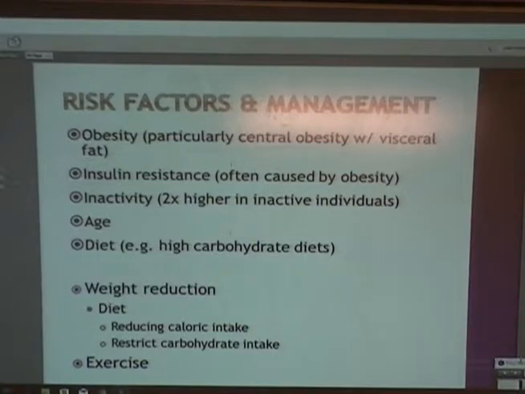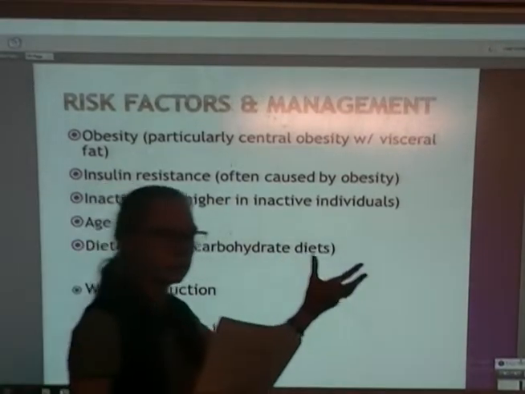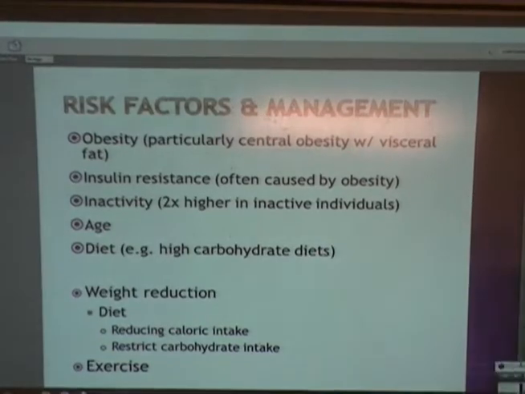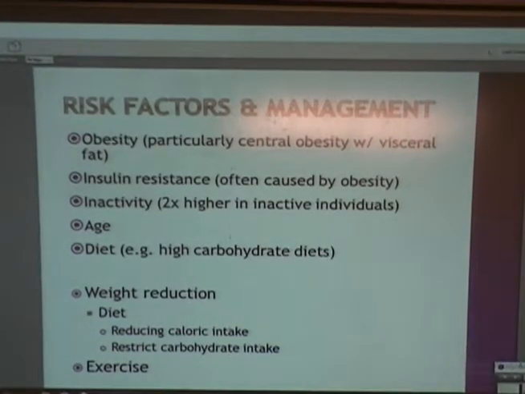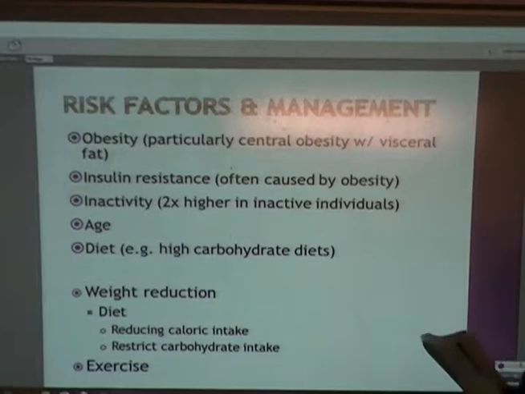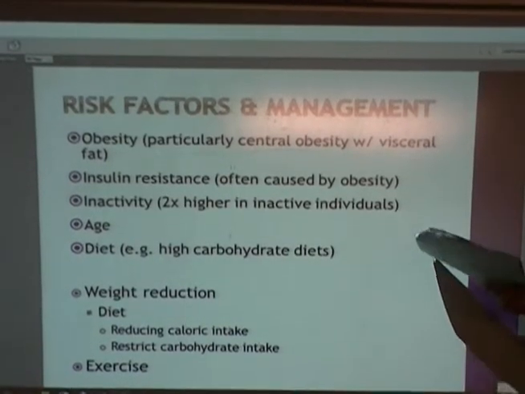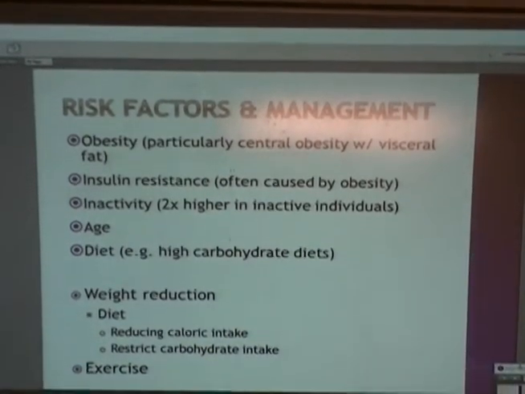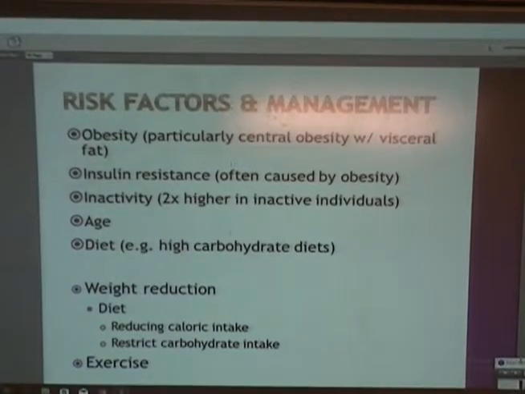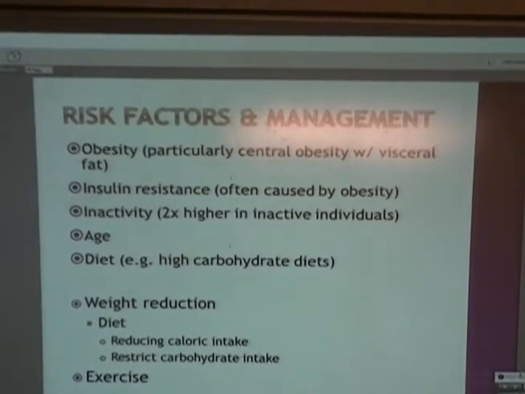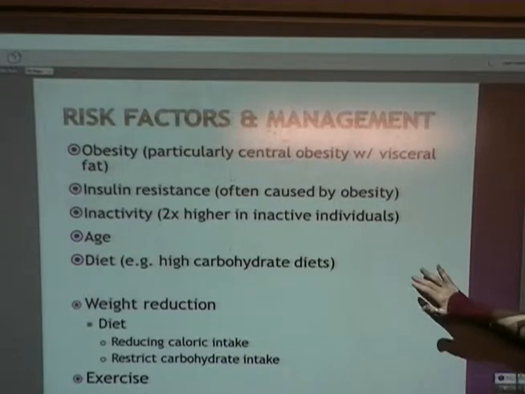So, again, risk factors, similar. Okay, obesity, insulin resistance, which might be caused by your obesity, inactivity, which is probably feeding into your obesity, age might play a role, diet, which could also be feeding into your obesity, particularly if you're eating a high-carb diet.